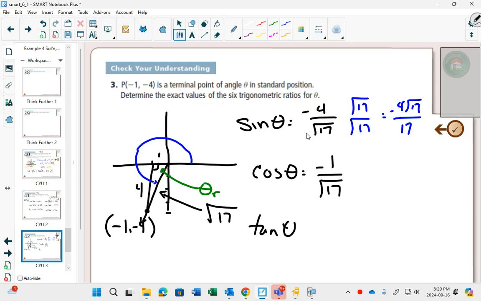Tan. Opposite over adjacent, 4 over 1. You leave it like that, or just write 4.